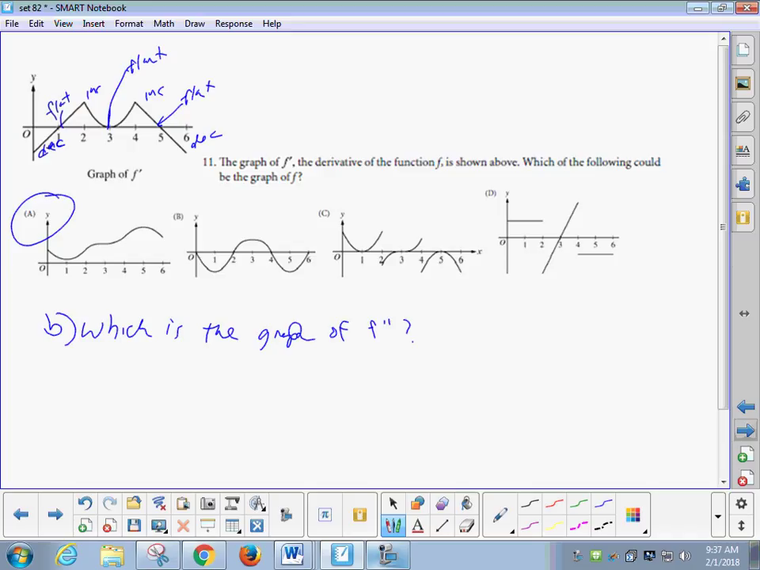Which of those is the graph of f double prime? D. Yeah, this is the graph of f double prime. The slope of this is 1. The slope of this, well, it's like the derivative of x squared, so it should be linear. And then the slope of that's negative. So you get a second derivative there. Okay.